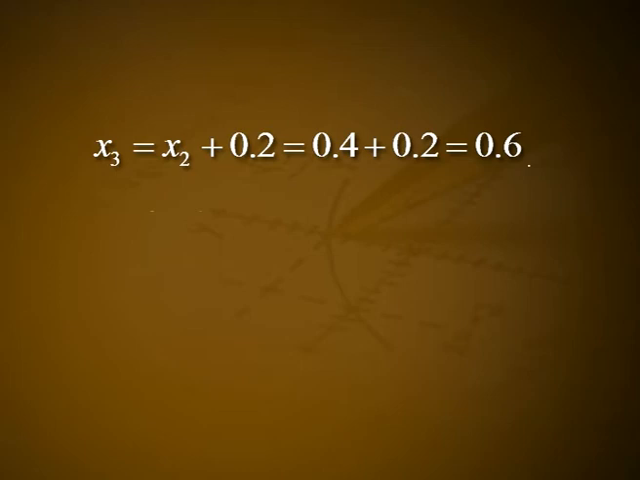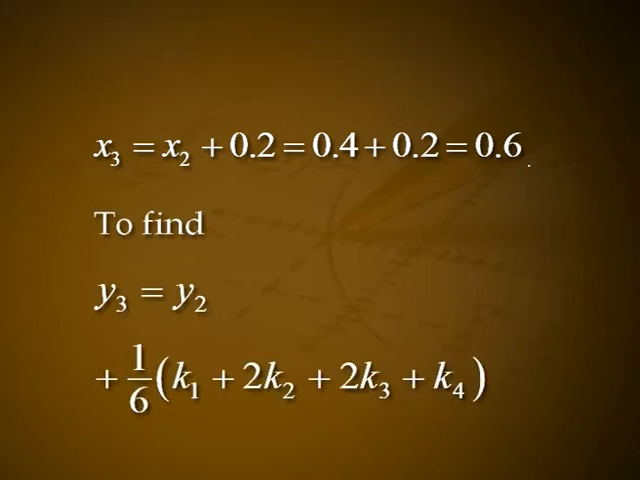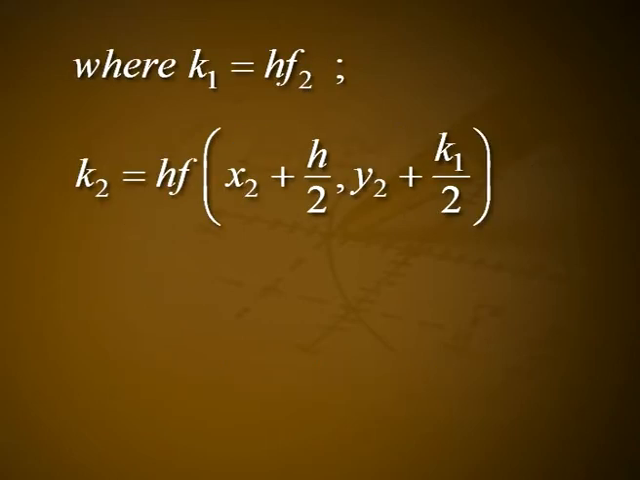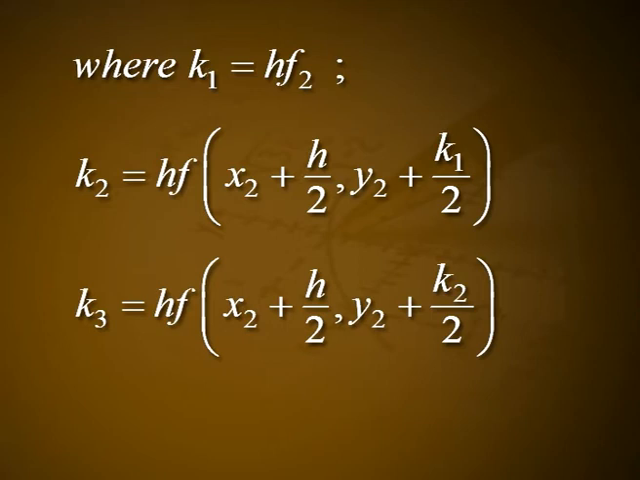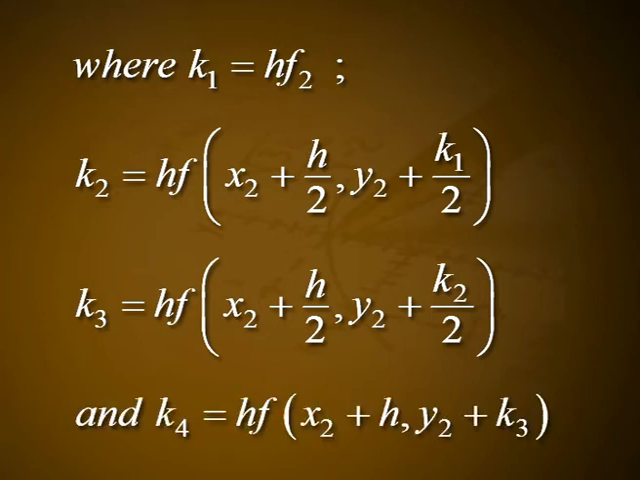Again x3 equal to x2 plus 0.2, that is equal to 0.4 plus 0.2, that is 0.6. To find y3 equal to y2 plus 1 by 6 into (k1 plus 2 k2 plus 2 k3 plus k4), where k1 equal to h into f2, k2 equal to h into f of (x2 plus h by 2, y2 plus k1 by 2), k3 equal to h into f of (x2 plus h by 2, y2 plus k2 by 2), and k4 equal to h into f of (x2 plus h, y2 plus k3).